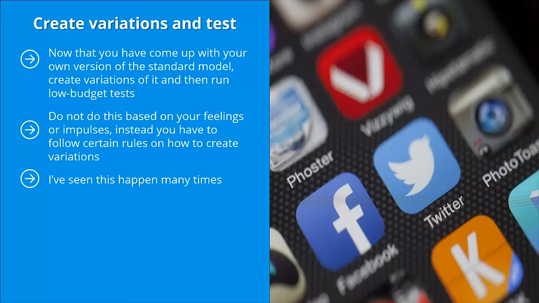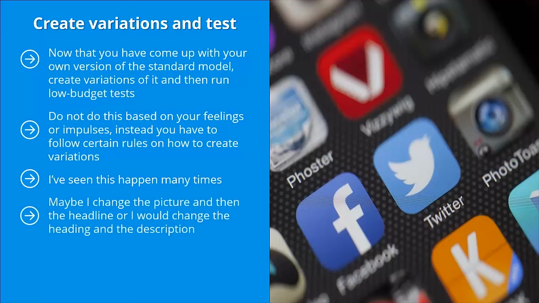In fact, I've committed this mistake before. I would take an ad and test it. I would notice that it's not getting that many clicks, so I'd change half of the ad. Maybe I change the picture and then the headline, or I would change the heading and the description. Whatever the case may be, I would change half of the ad, and sure enough, it would improve. But when I try to improve things again by changing the other half of the ad, it falls apart.